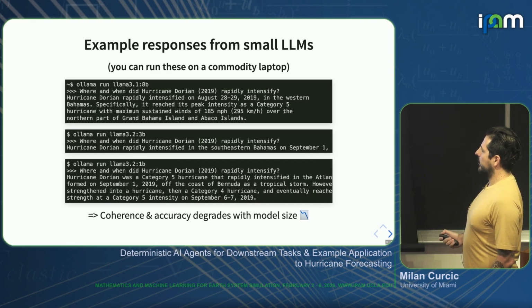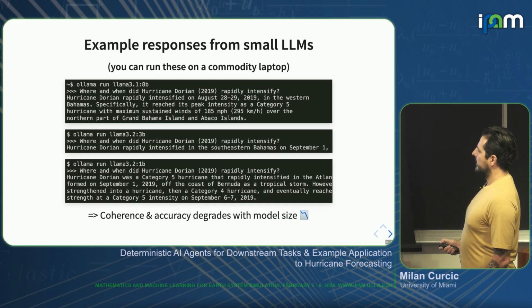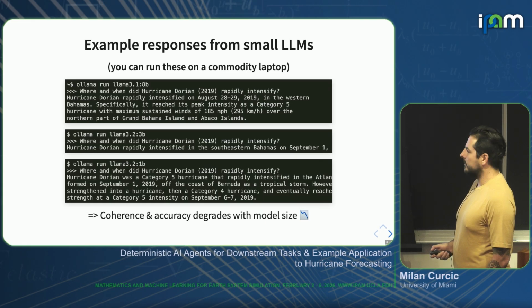And that's what we see here, going from 8 billion parameters to 3 billion parameters to 1 billion parameters. So the first one answered correctly. The second one answered incorrectly, but concisely, and it also didn't make up other stuff. This last model is all just garbage.